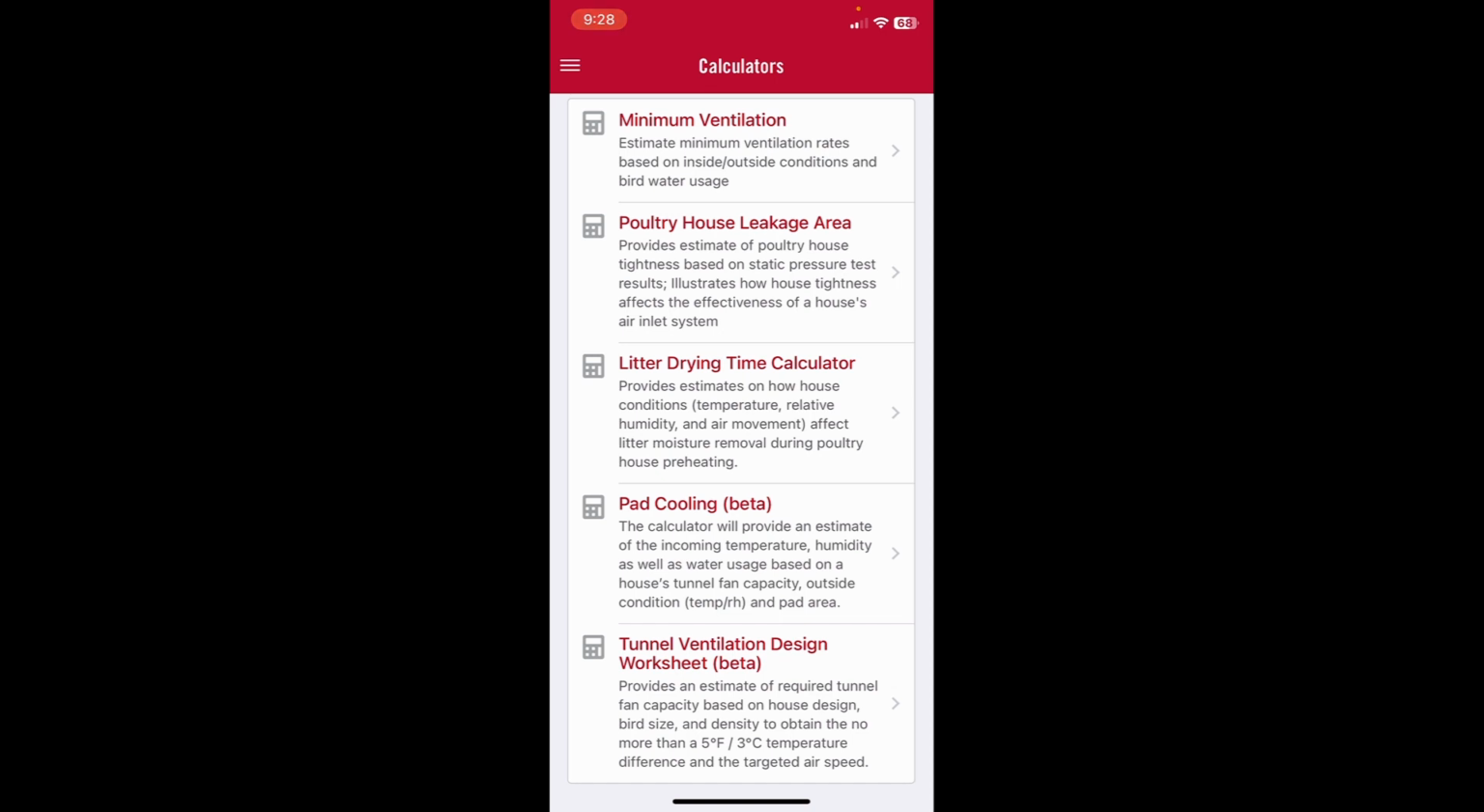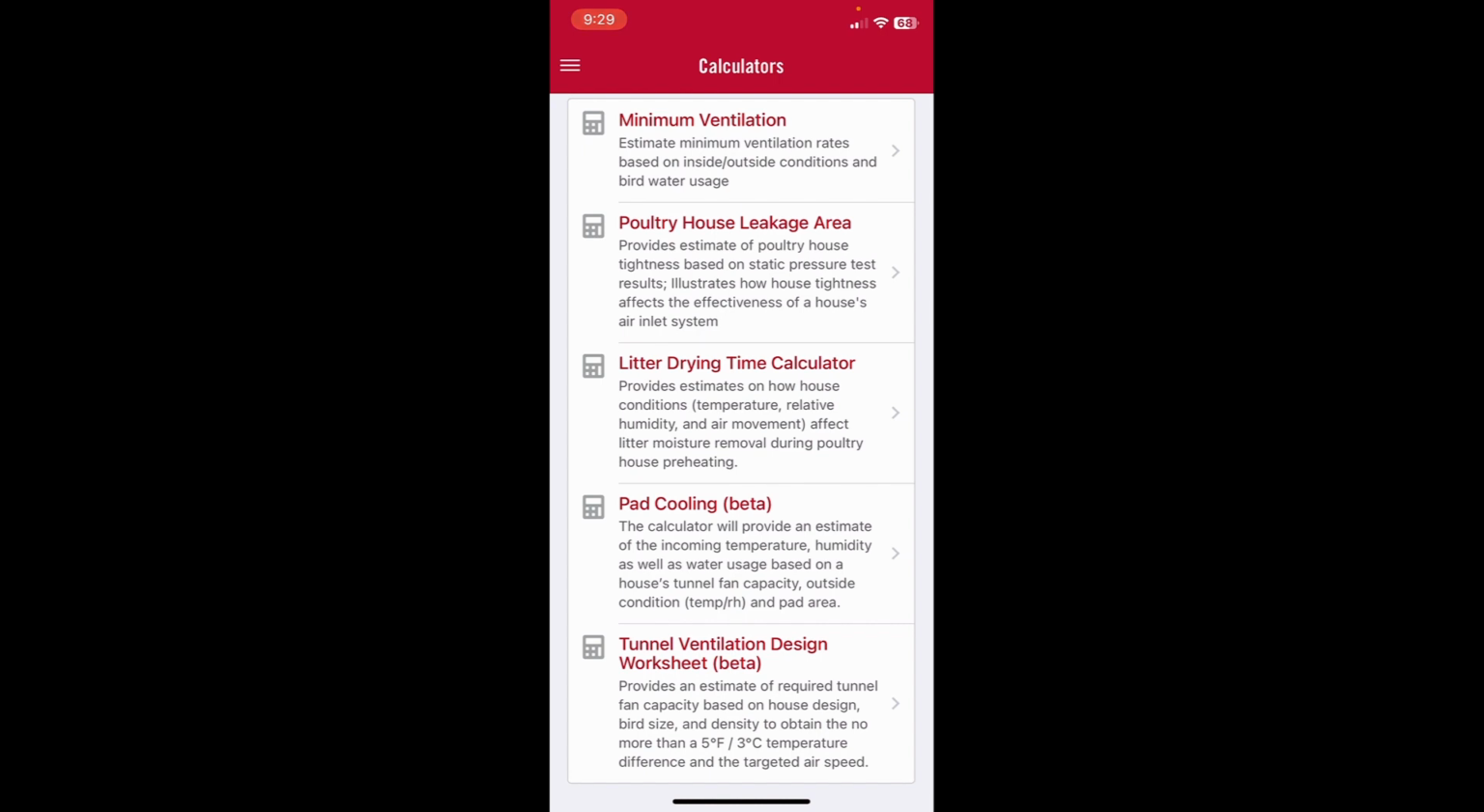The Poultry House Leakage Area Calculator, contained within the Poultry411 app, provides a producer a lot of information about what a static pressure test result really means. For decades, we've been closing up poultry houses, turning on a tunnel fan and measuring the pressure. Obviously, the higher the pressure, the tighter the house. But what does a 0.10 mean versus a 0.20 in terms of what it really means to the producer?